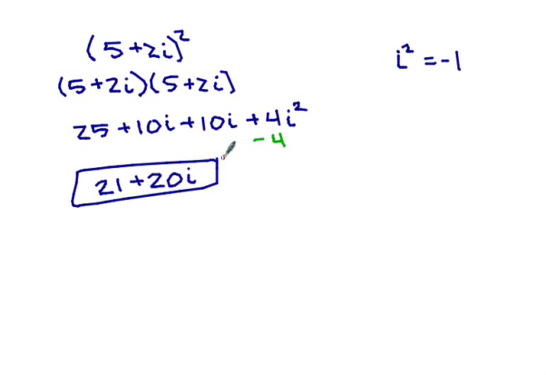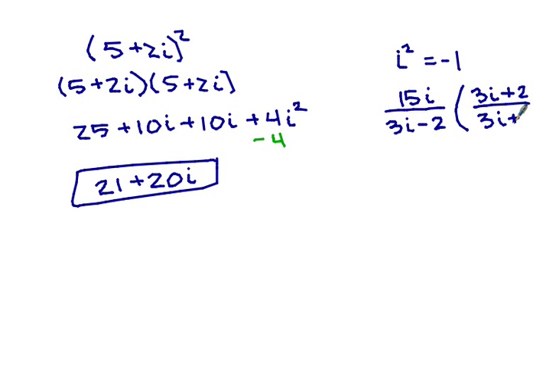The other part we'll see is the 15i over 3i minus 2 or something like that. Okay. So this is that one where I have an i in the denominator. We don't like that because it's a radical, so we've got to multiply by its complex conjugate, which another word for that is take that and multiply by itself over itself, but flip the sign in the middle.